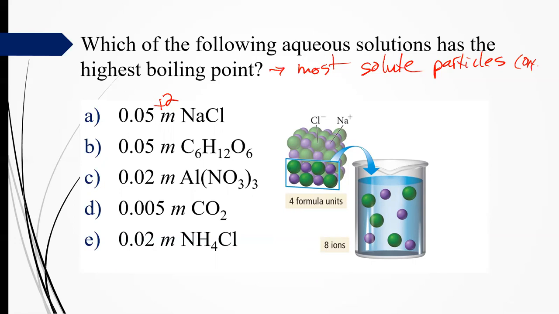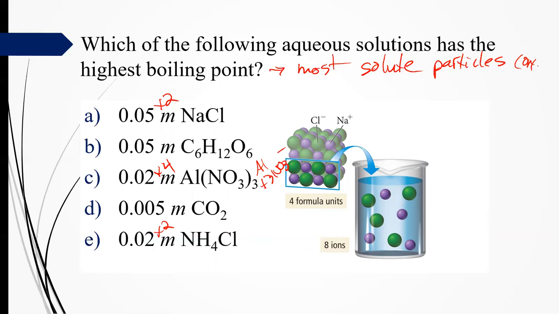Aluminum nitrate, well, that is an ionic compound. It's a metal with nonmetals. And so we should take this one and multiply it by 4, because each of those aluminum nitrates forms 1 aluminum and 3 nitrates. CO2 is a covalent compound, so we can leave it together. Ammonium chloride, we should multiply by 2 because it makes 2 ions.